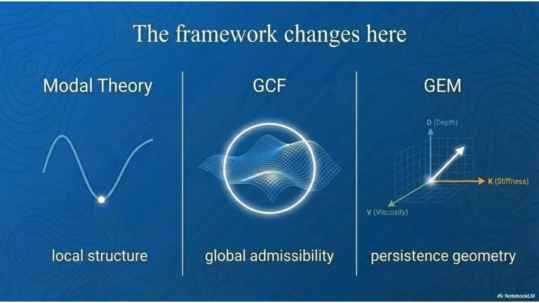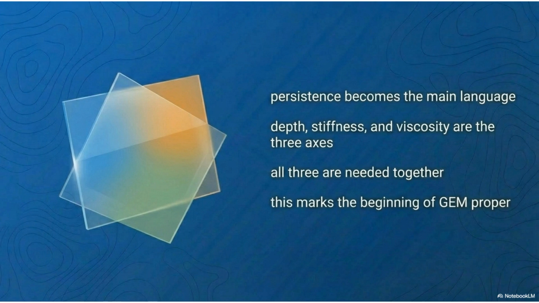The framework changes here. From modal theory's local structure and GCF's global admissibility, we arrive at GEEM, defined by persistence geometry in the DKV space. Persistence becomes the main language, with depth, stiffness, and viscosity as the three necessary and interwoven axes. This marks the beginning of GEM proper.